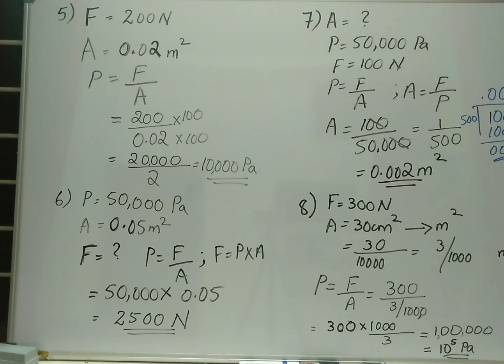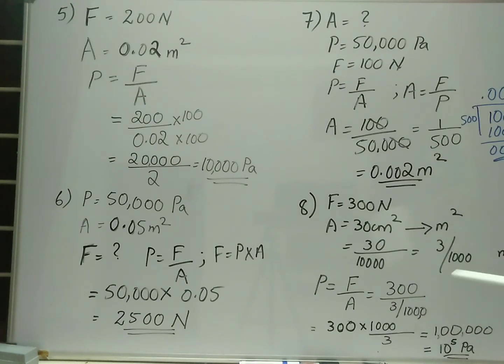Question number 8. Calculate the pressure in Pascal exerted by a force of 300 Newton acting on an area of 30 centimeter square. Force is given as 300 Newton, but here area is given in centimeter square. Centimeter is not the SI unit of length, so we have to convert it into meter square. For converting centimeter square to meter square, we have to divide by 100 into 100, since 1 meter is 100 centimeter. That is, divide by 10,000. 30 by 10,000, 1 zero will get cancelled. We get 3 by 1000.